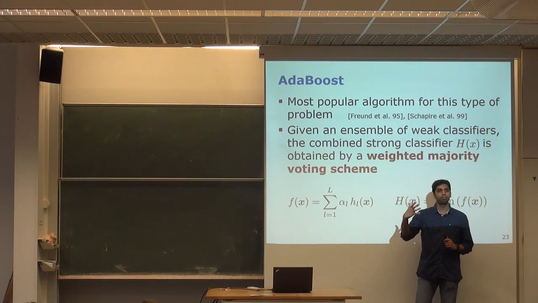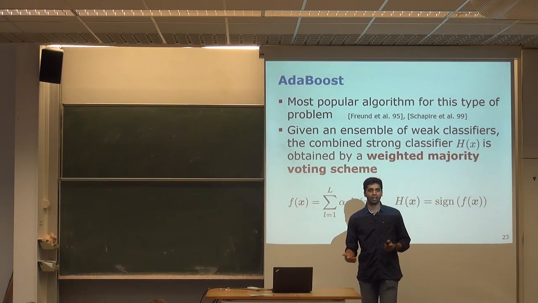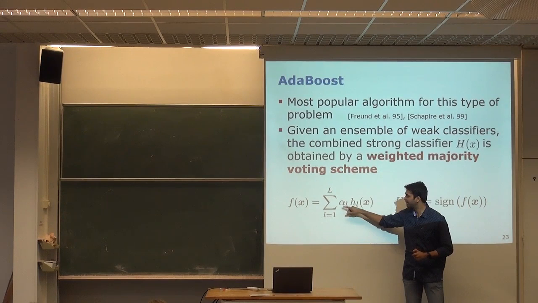When you had the random forest, all of the trees had equal voting power. It's like in our elections, all of our votes are the same. In some sense, AdaBoost is a bit biased. It says some votes are better than other votes, and this is through these alphas.